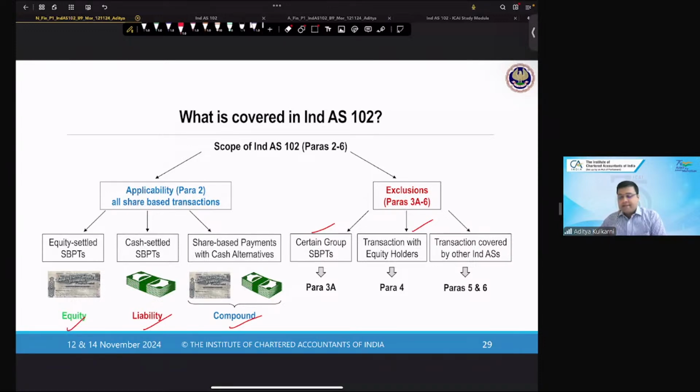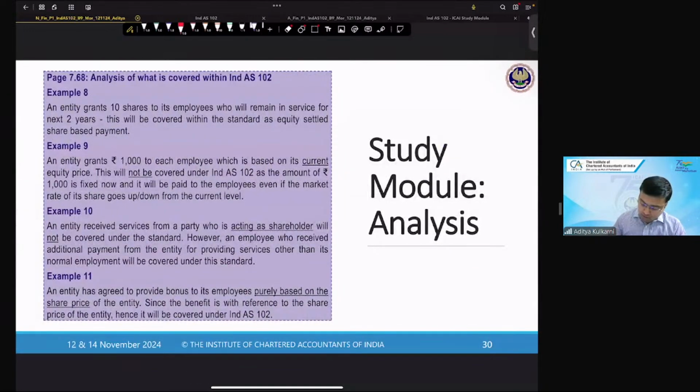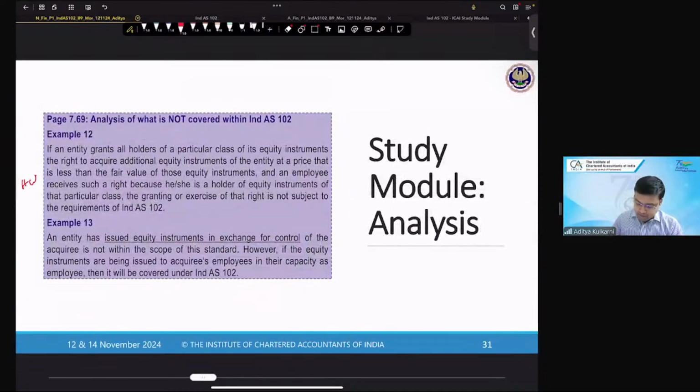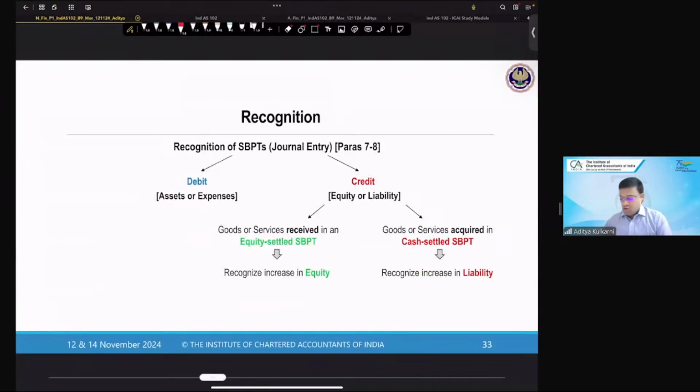Transactions covered by other Ind AS will be dealt with as per those Ind AS. So para 3, 4, 5 and 6 is where you have these particular exclusions. Go through these examples for what is covered and what is not covered, because I don't see much value in discussing it here, given that the standard is huge.